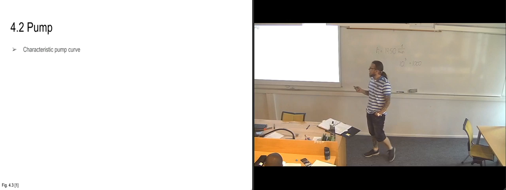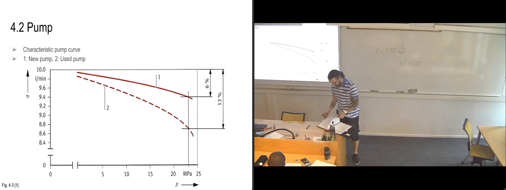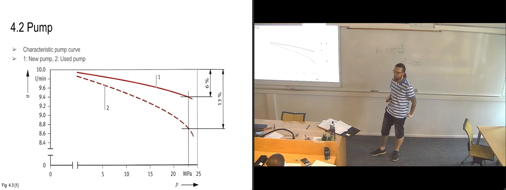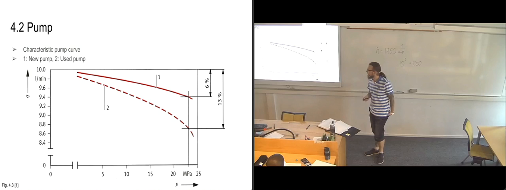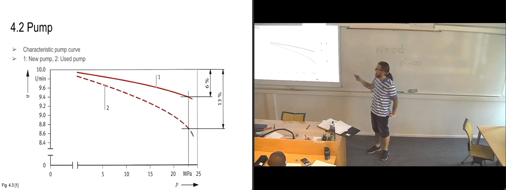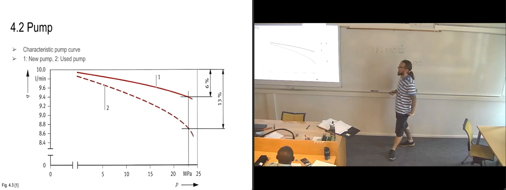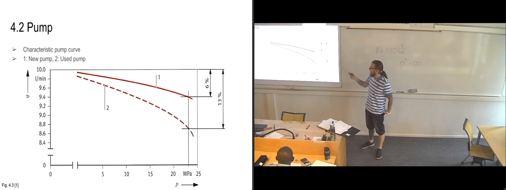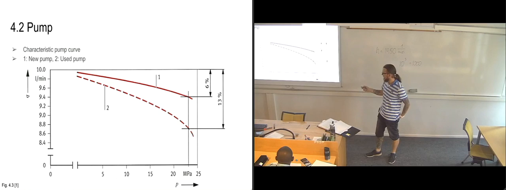So we're going to look at a characteristic pump curve. As you can see from it, the first one here on top is a completely new pump, and the second is a used pump. So you can see we actually have almost a doubling in the percentage we lose here. This is sort of the reverse of the efficiency. The efficiency for this new pump would be 94, and for this other one it would be 87. So you're looking at the loss instead of the efficiency of the pump itself on this one. As you can see, you have the pressure on the low one here. It's given in megapascals instead of bars.